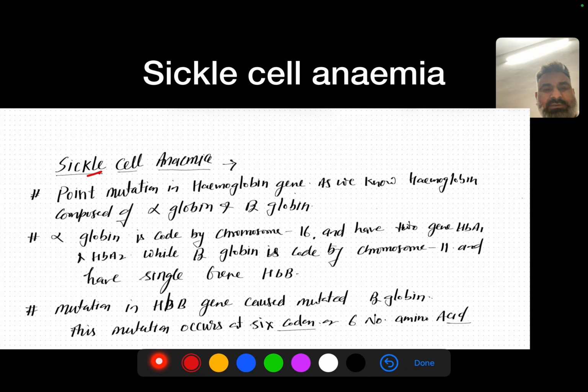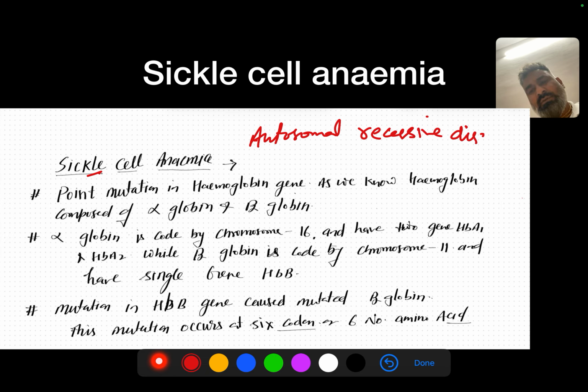As we know, sickle cell anemia is an autosomal recessive disorder.